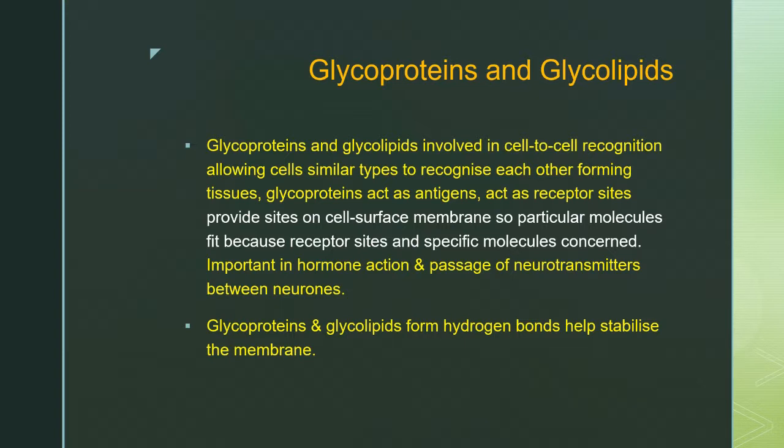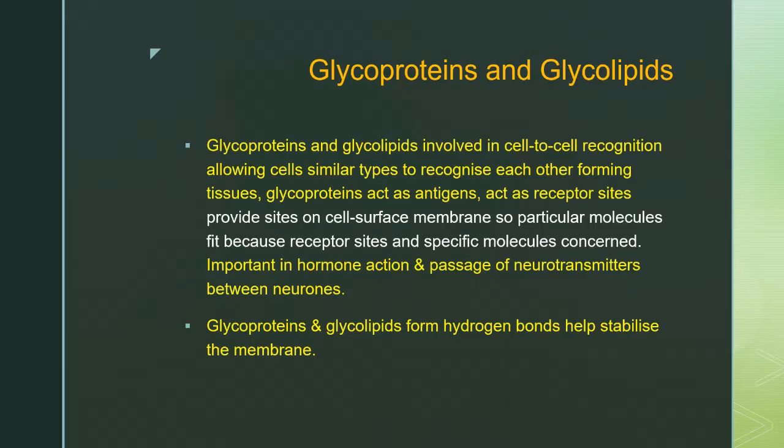Basically, C.A.R would very handily just ask you a question, suggest why glycoproteins and glycolipids are involved in cell-to-cell recognition. You'd basically say because they recognize each other and then form tissues, and this is important in hormone action and the passage of neurotransmitters between neurons. Just to finish off, the glycoproteins and glycolipids will form hydrogen bonds, helping to stabilize the membrane, and that is us finished with the eukaryotic animal cell.